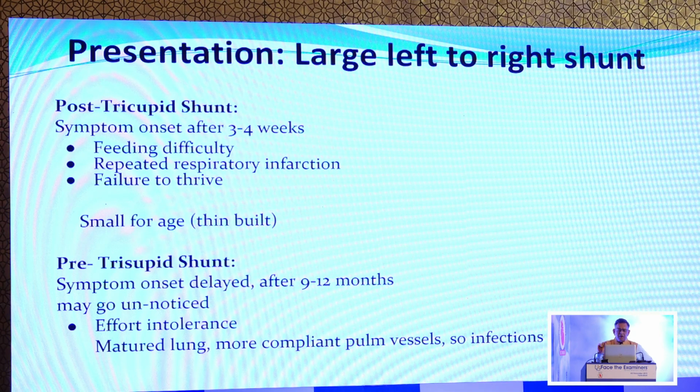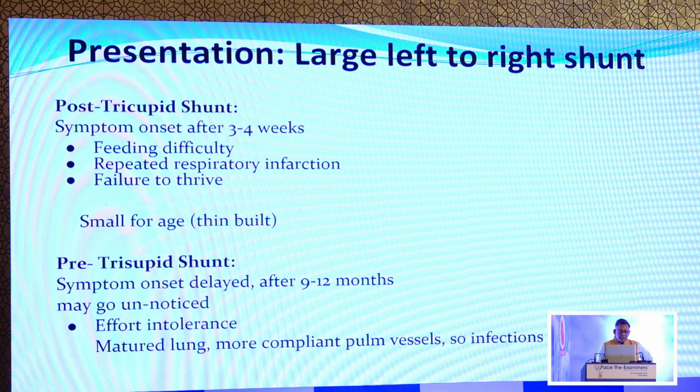But these children, they are growing. Why? Because the epiphysis is getting the normal saturated blood. So the height will be there, but they will be thin because of the catabolic state, because of heart failure. Compared to this, in cyanotic heart diseases, children will be small. So they are small for age, and these are thin for age.